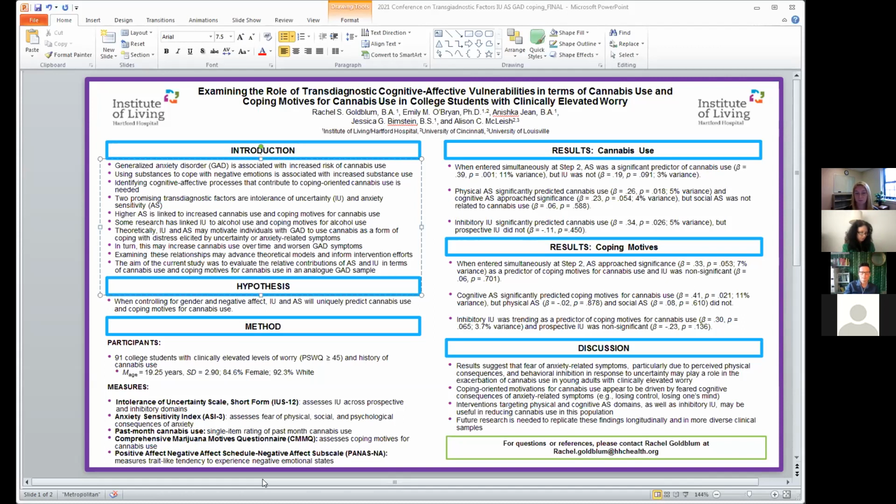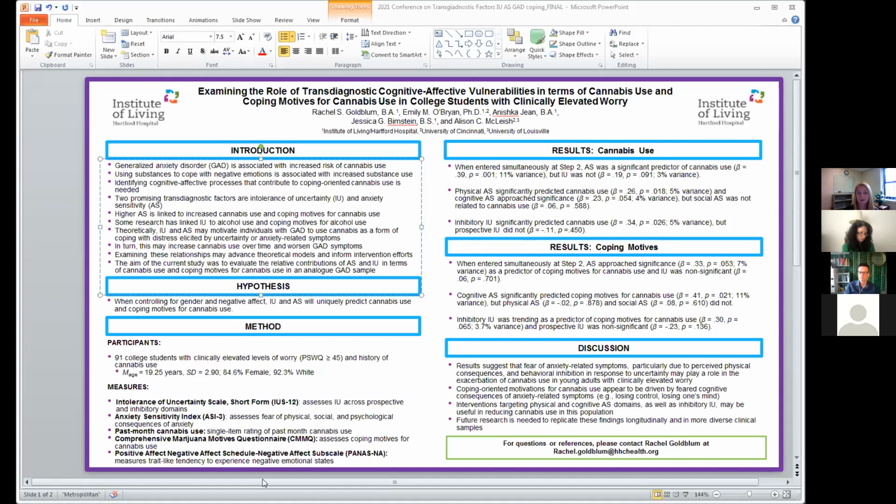So we put the tables on the next slide just because of lack of room on the poster, but if we have time after, if anyone wants to see the tables specifically, I can show those. But we used a series of hierarchical linear regressions to examine the relative contributions of AS and IU on past month cannabis use and coping motives for cannabis use. AS and IU were entered simultaneously at step 2 for each regression model.